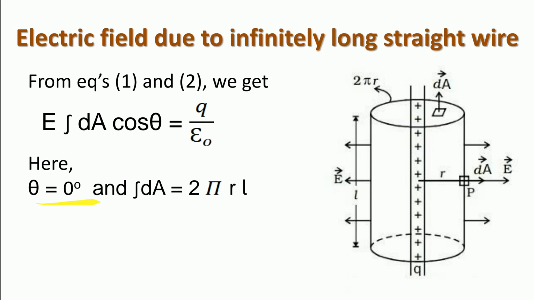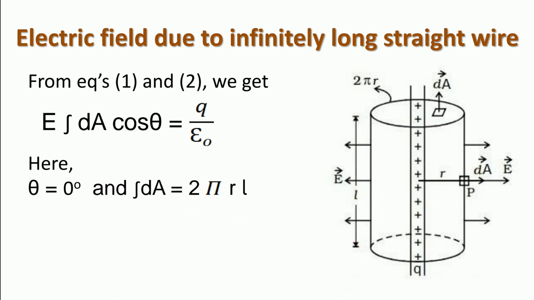Now we will apply the conditions. Here theta is equal to 0. We are talking about this surface. For this surface, theta is 0 because the angle between the area vector and the electric field is 0. We are taking here the small portion of this surface, which is dA. If we integrate this small portion, we get the whole portion, and the whole portion of this cylinder is 2 pi rl, 2 pi r into height. The height we have considered as L. So this will be 2 pi rl.